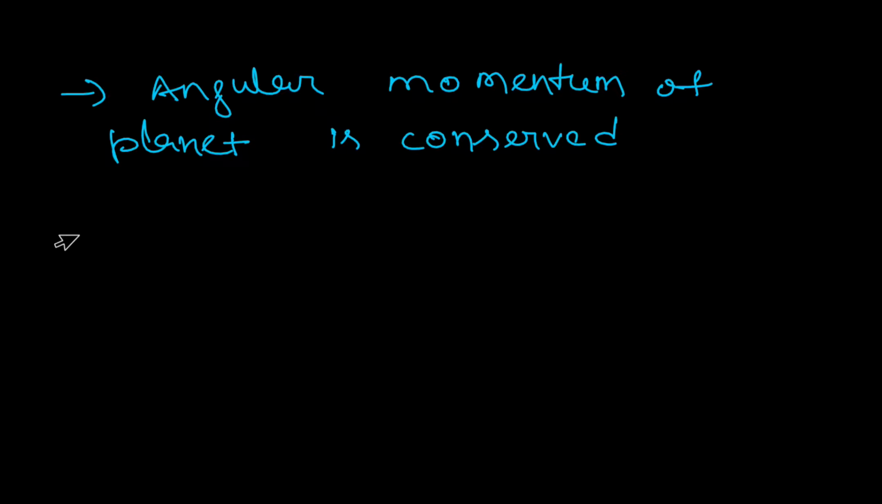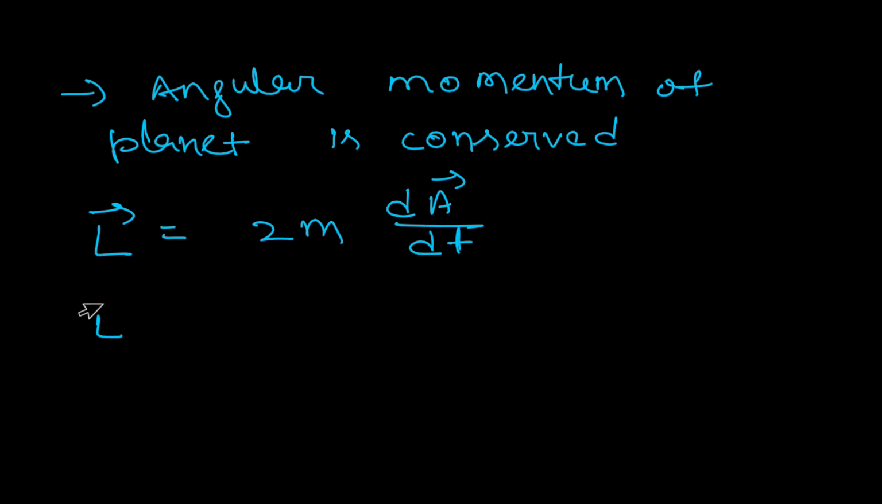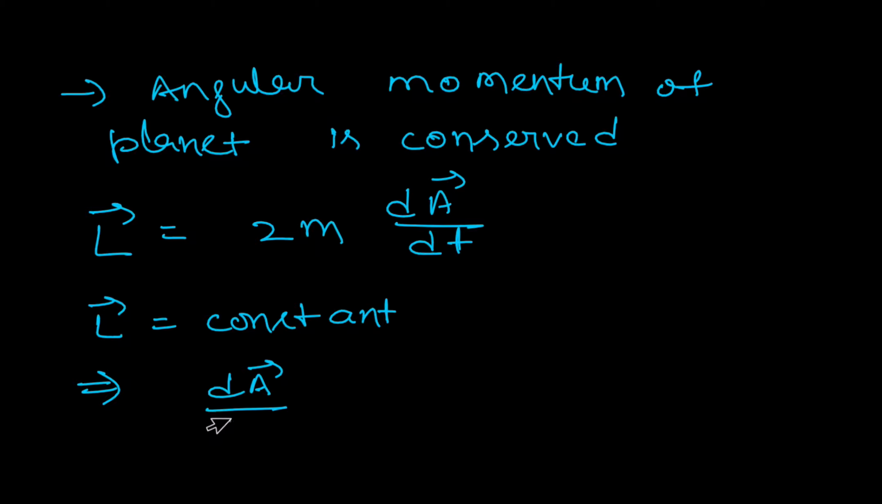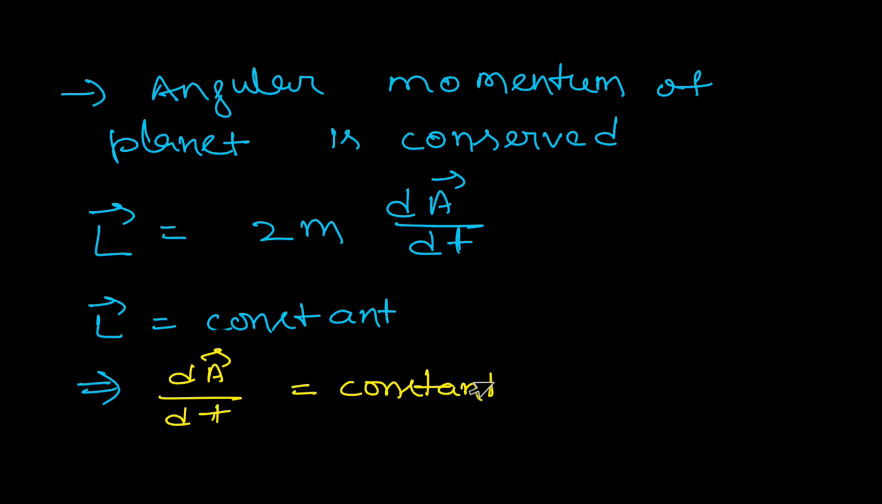And we know that angular momentum is equal to 2m dA by dt. Now since L is constant, it implies that dA by dt is constant. Implies that dA by dt is equal to constant. Our areal velocity of the planet is constant, which is Kepler's second law.